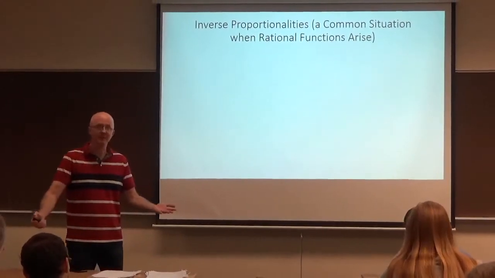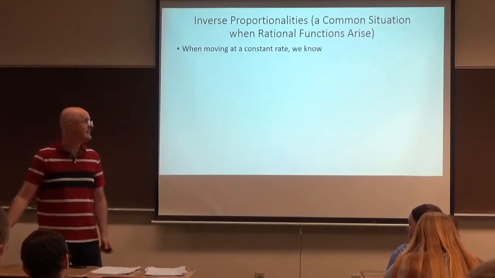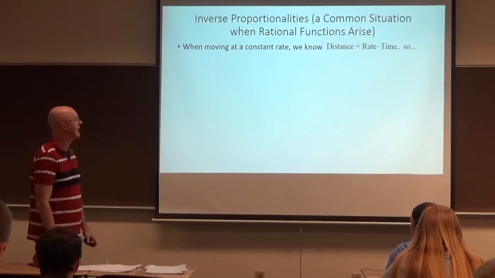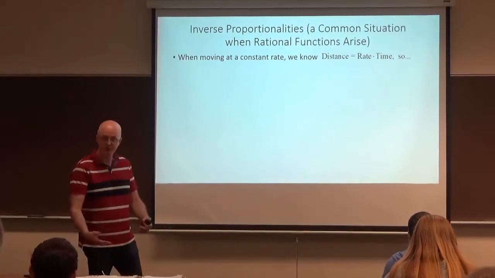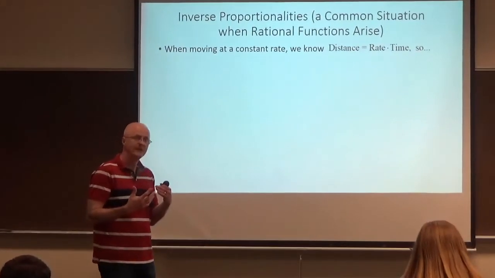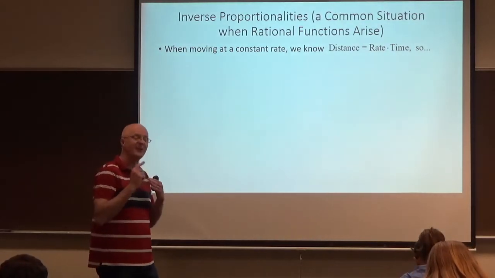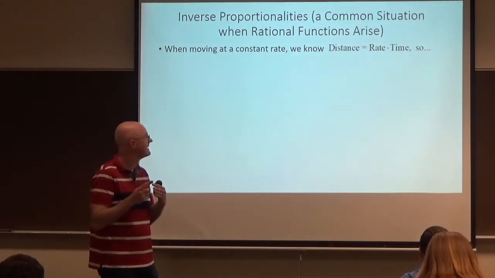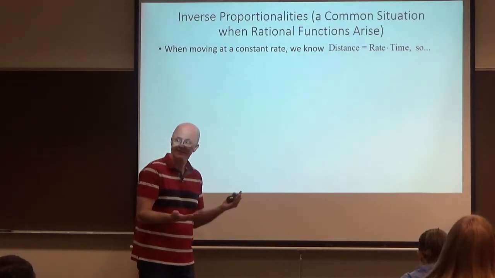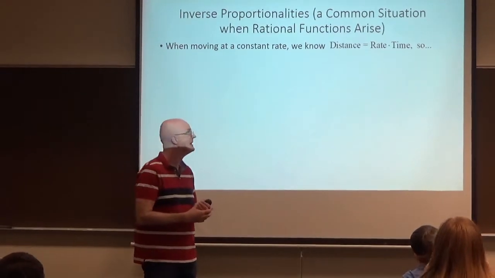Inverse proportionalities is one situation where rational functions come up in applications. And we'll go back to that relatively simple example that we had from the first lecture where we talked about distance equals rate times time. Okay. Now I talked about the fact that distance is proportional to rate and it's also proportional to time. So for example, if you're going 30 miles an hour in a car and you double your speed to 60 miles an hour, you go twice the distance in the same amount of time. Double the speed, you double the distance.